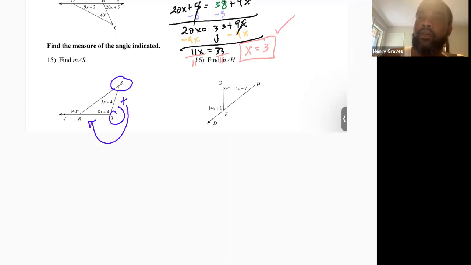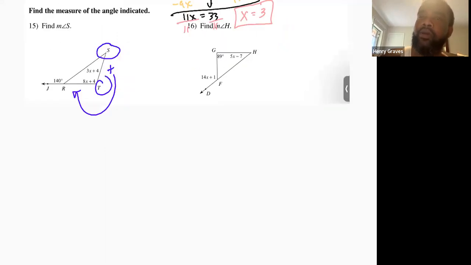The measurement of the exterior angle JRS is equal to the measurement of angle S plus the measurement of angle T, right? So the measurement of angle JRS, I know, is 140. Angle S is 3x plus 4. Angle T is 8x plus 4.